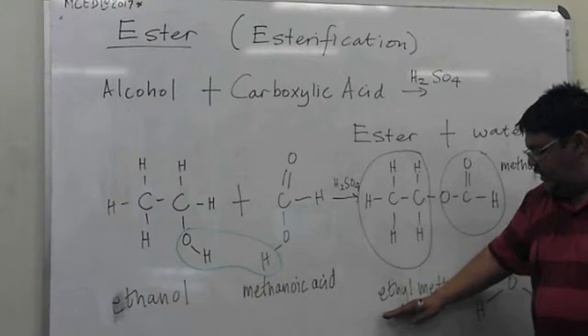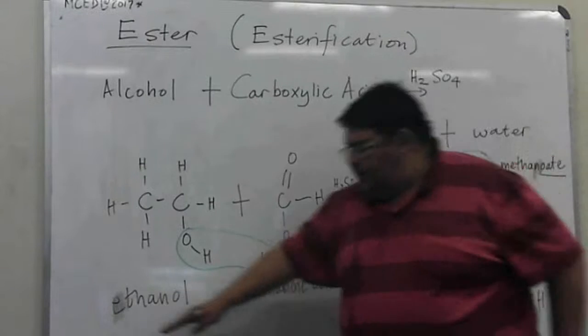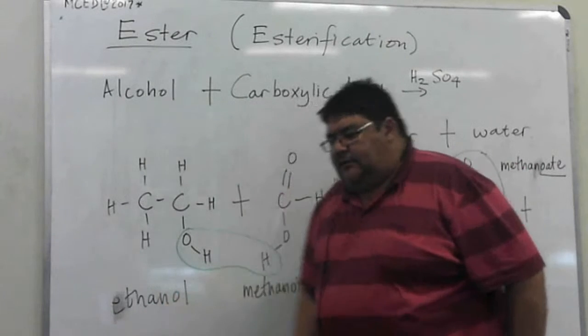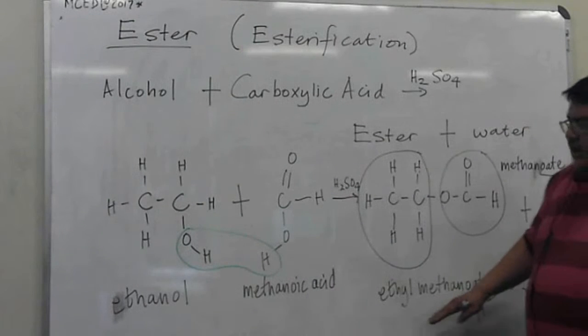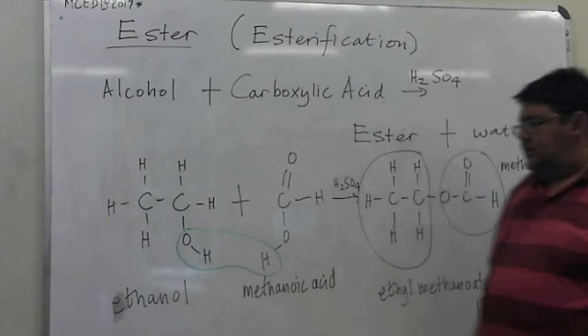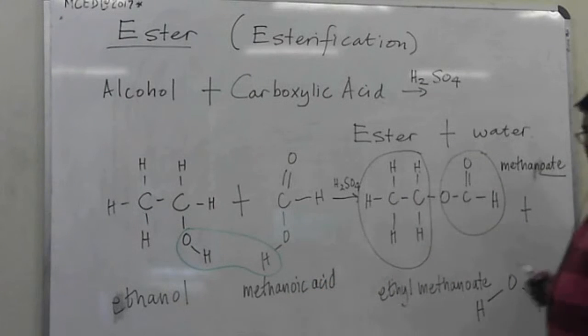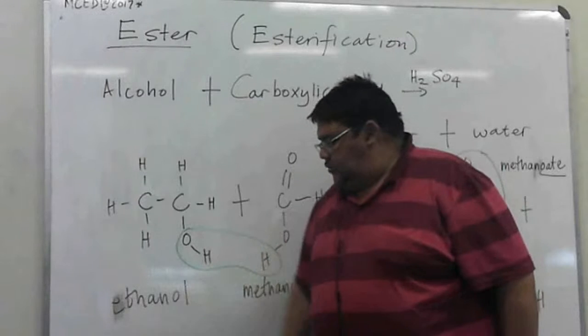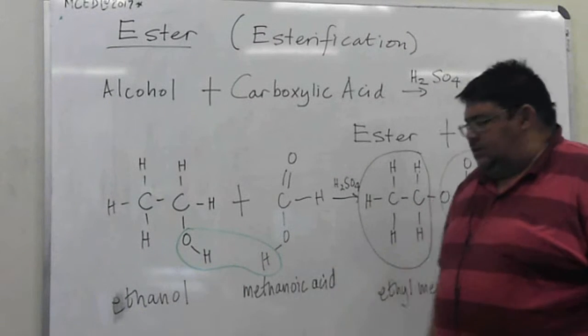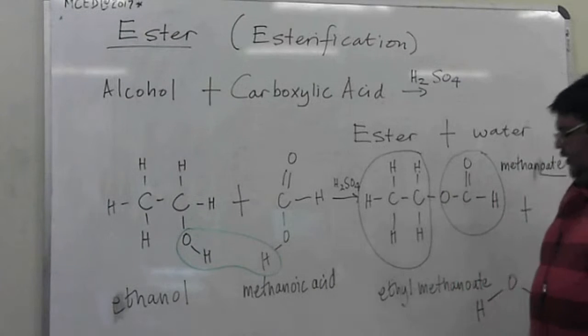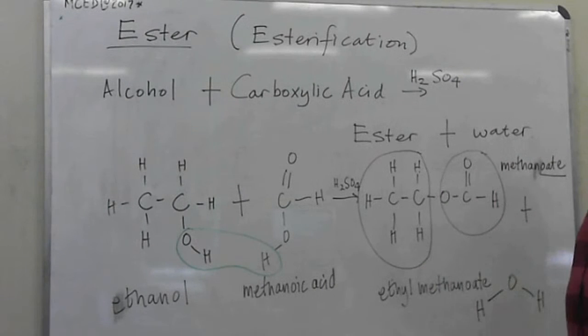So the first part of the name of the ester comes from the alcohol. The second part of the name of the ester comes from the carboxylic acid. So if I used propanol and butanoic acid, my ester would have been propyl butanoate.